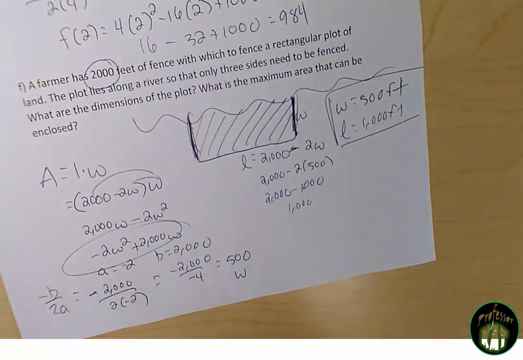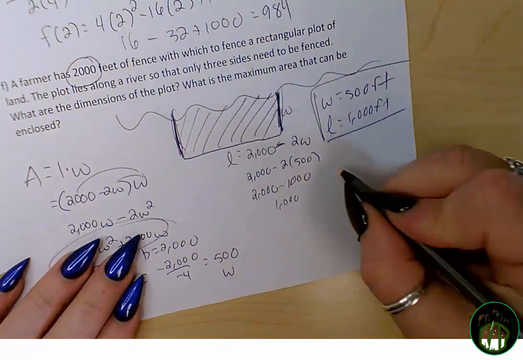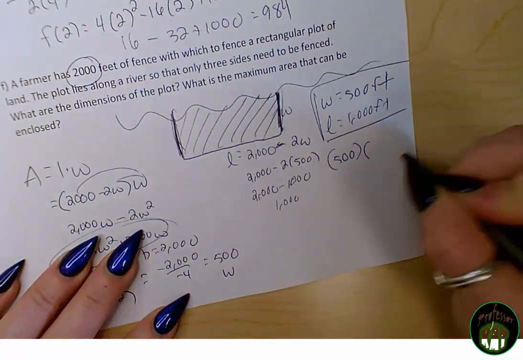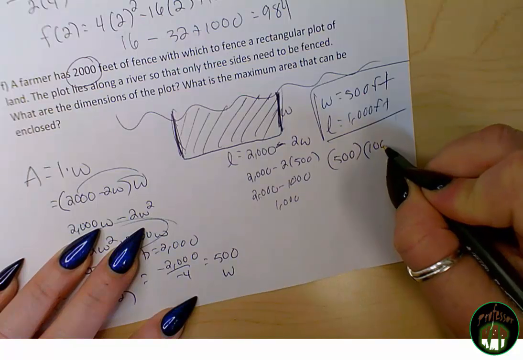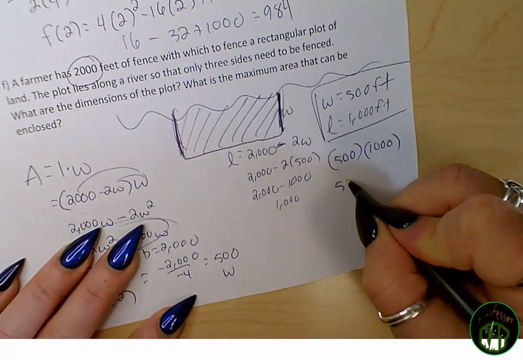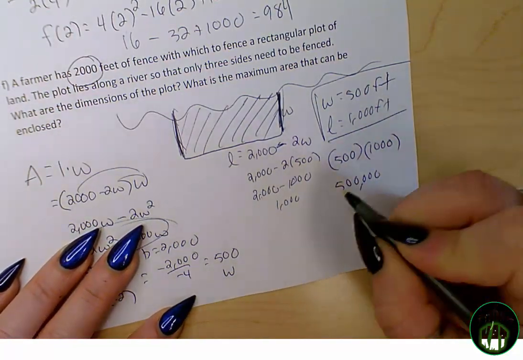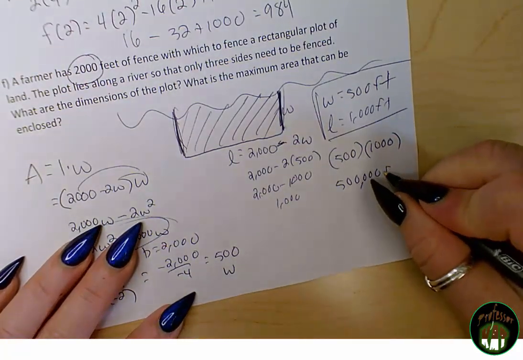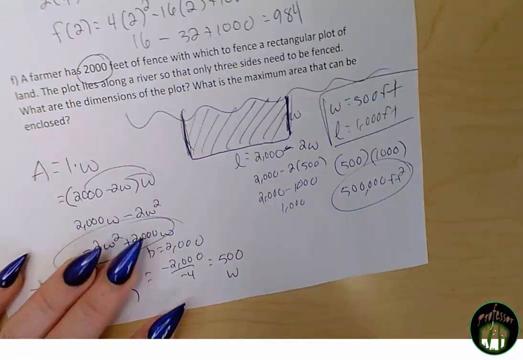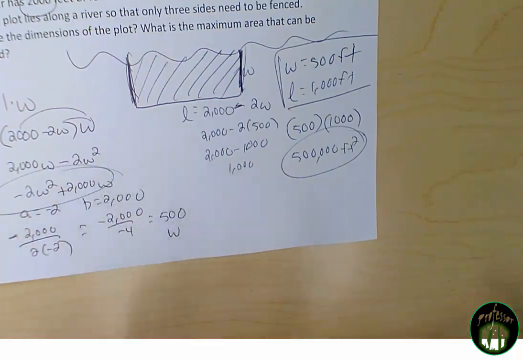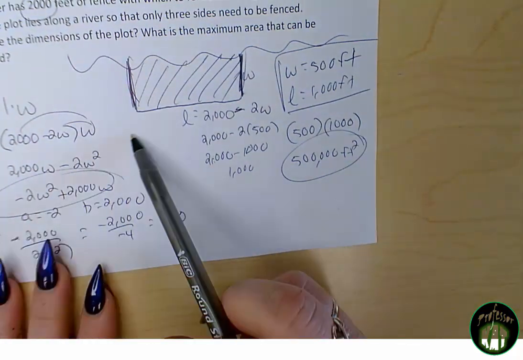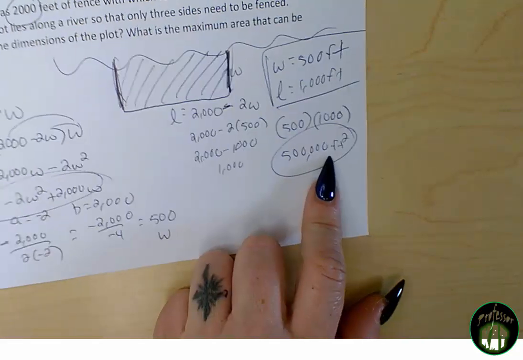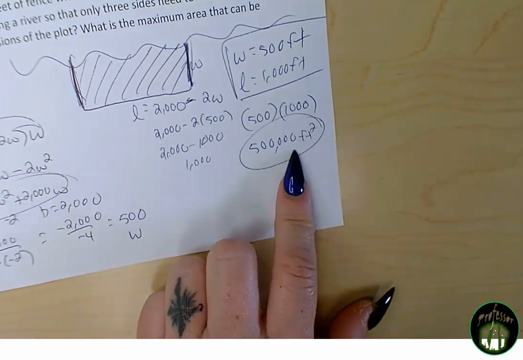The secondary question asks us to find the area. Now, area is length times width. So 500 times 1,000 is going to equal 500,000 square feet. This is a really, really big yard, a really big enclosed area here.